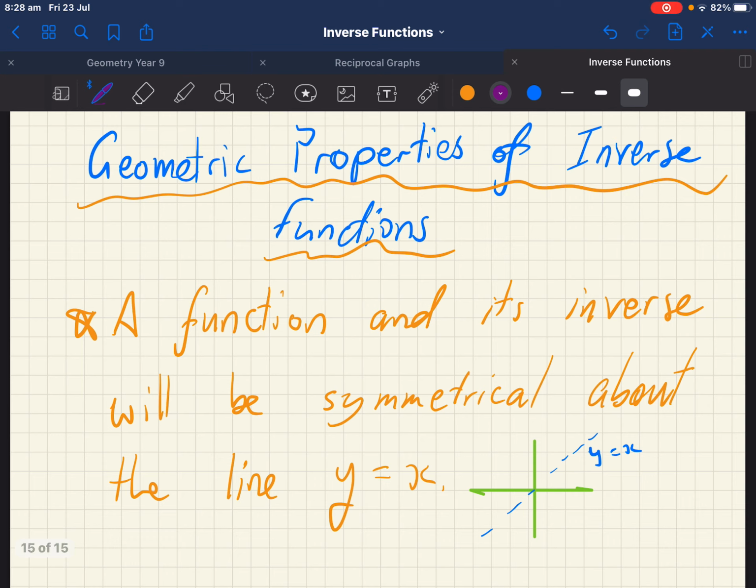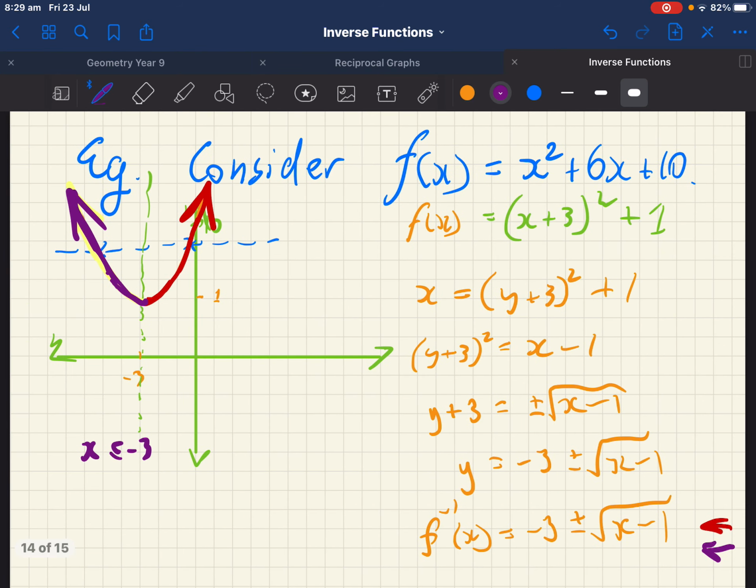So, the final aspect of inverse functions that we need is the geometric properties. A function and its inverse will be symmetrical about the line y equals x. And what we're going to do is have a look at some of these examples that we've already done and just show you exactly how that works.